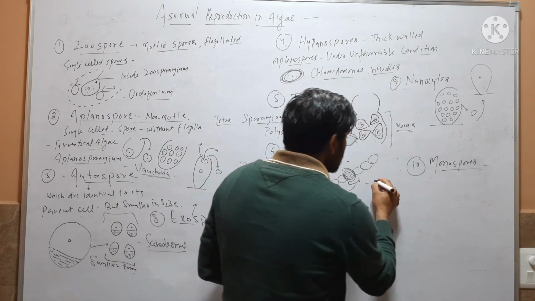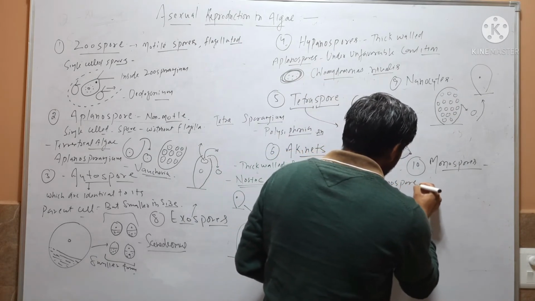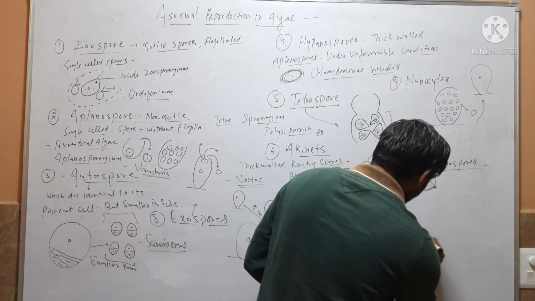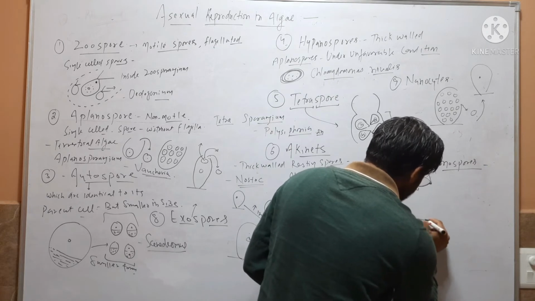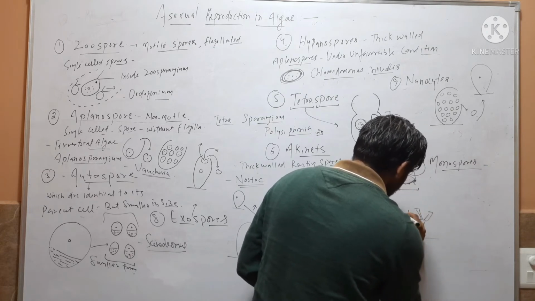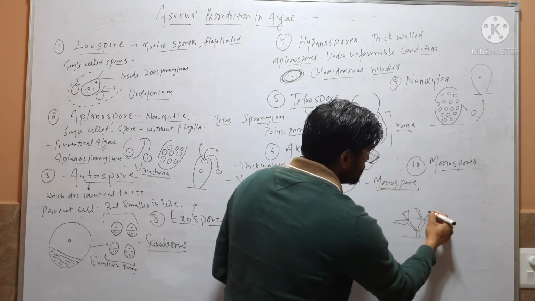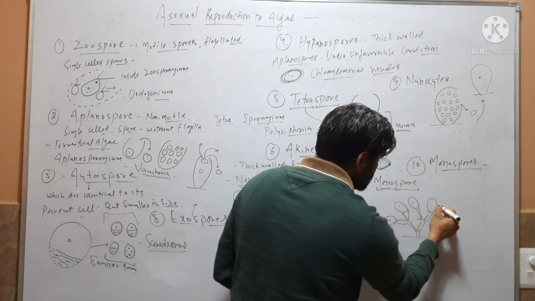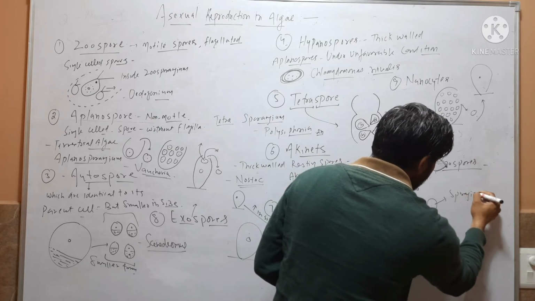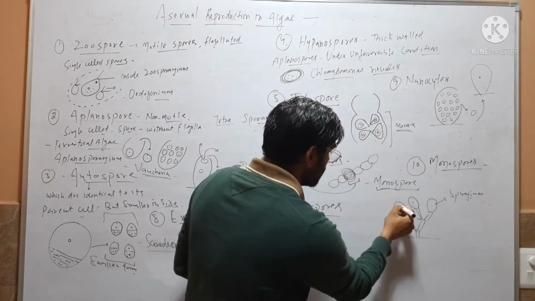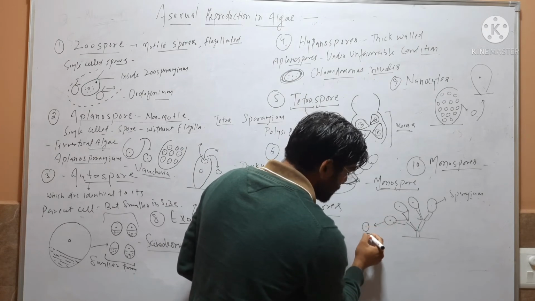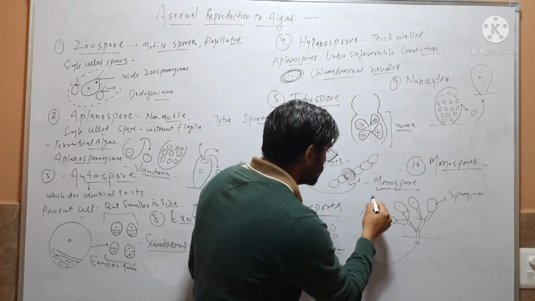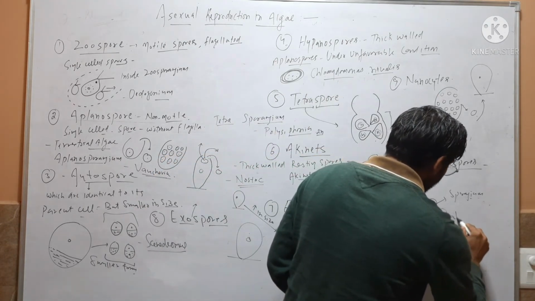And the last one is monospore. Mono means single spore. A single spore is produced inside a sporangium. So this is the sporangium, and this sporangium produces a single spore, and this spore germinates to form a new plant. Then this spore is called monospore. It is found in Batrachospermum.